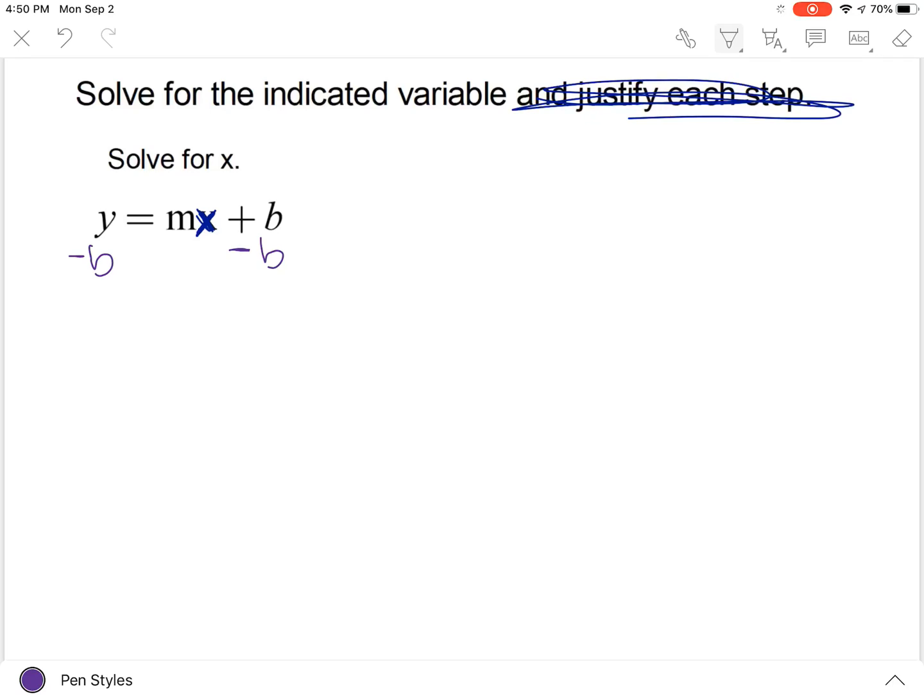Well, y minus b, they are not like terms, so we can't actually subtract them. So we just have to leave them. Bring down our equal sign. We haven't changed our m times x at all, so that just stays. But plus b minus b eliminates to 0. Right? If you have one baseball and then you give your baseball away, you have 0 baseballs. Y minus b equals m times x.